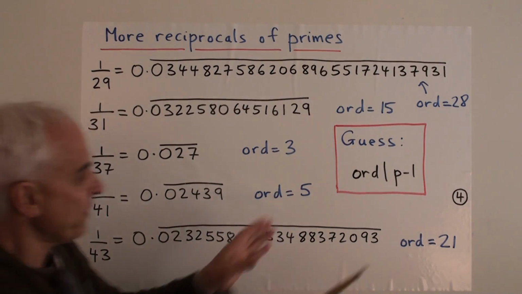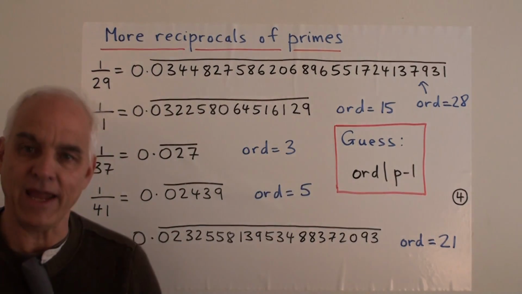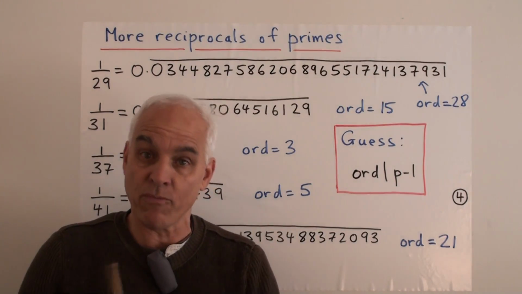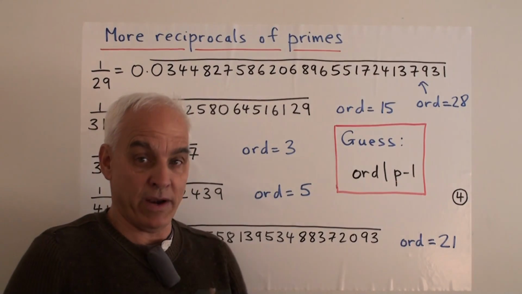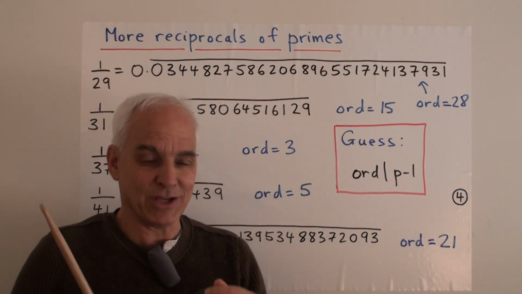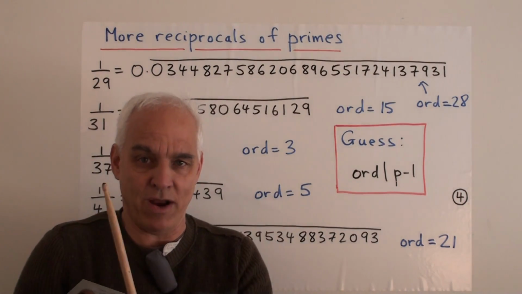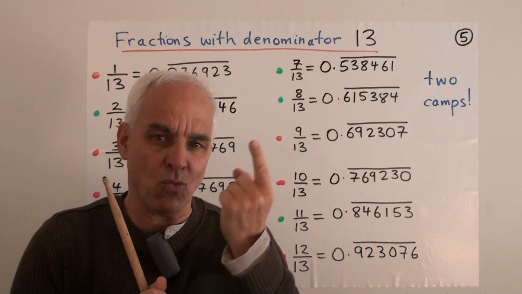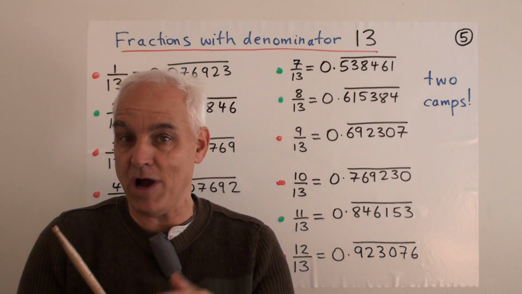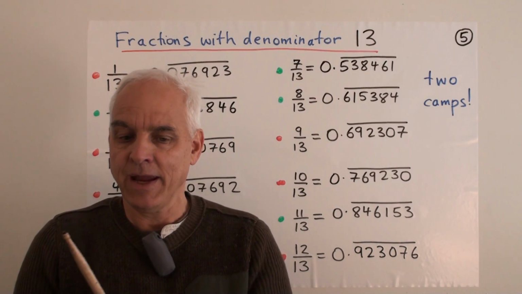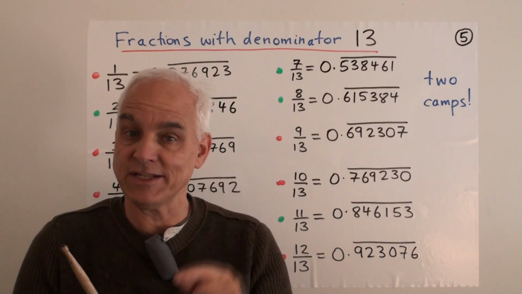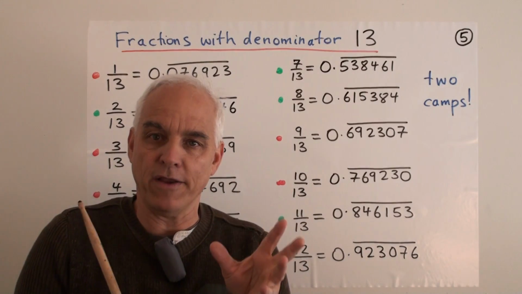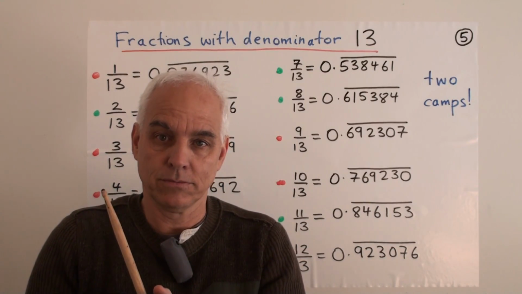So we are certainly moving towards this guess that in all cases, the order or the length of this cycle that appears when you take 1 over a prime divides p minus 1. It might be p minus 1, but if it's not, it's going to be a number that divides p minus 1. So another aspect of this question is, what happens when we divide not 1 by a prime, but say 2 by a prime or 3 by a prime? In the case of 1/7, 2/7, and so on, we saw that all the cycles were essentially just rotations of one sort of master cycle.